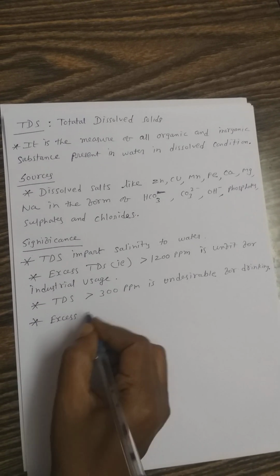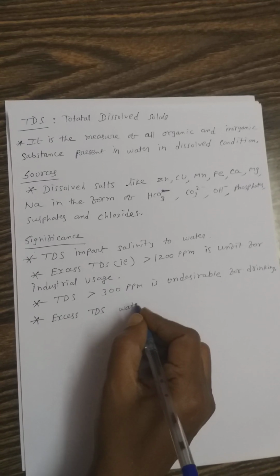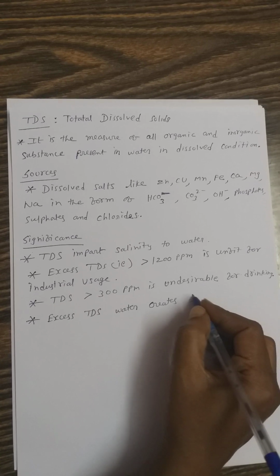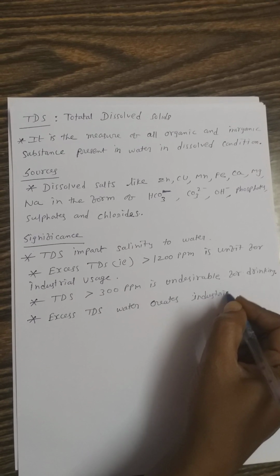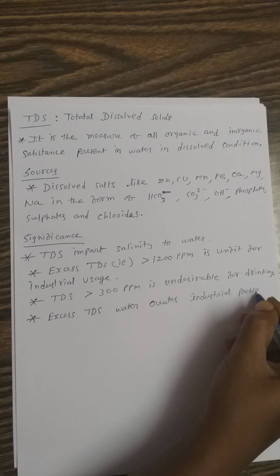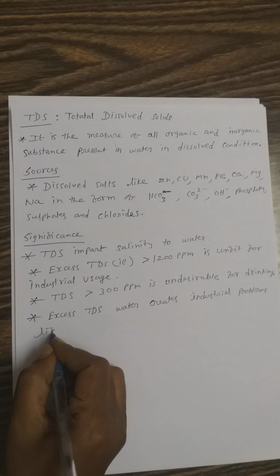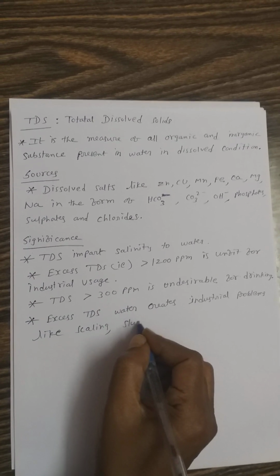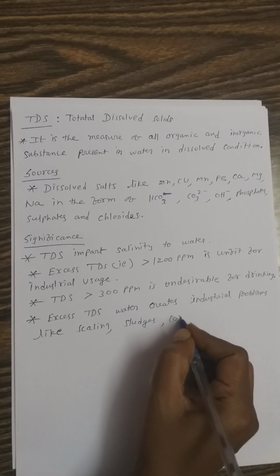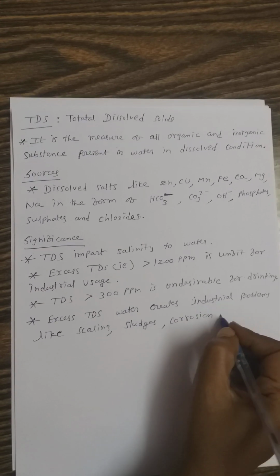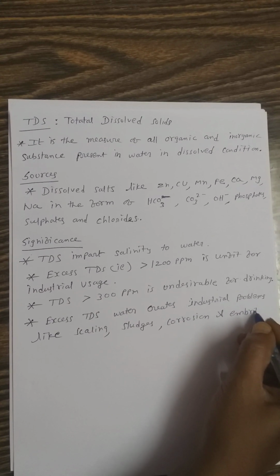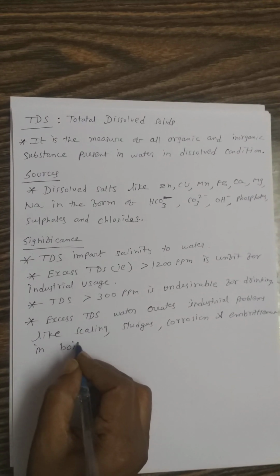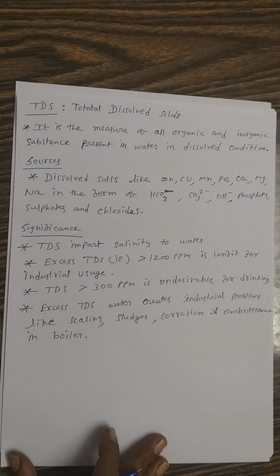Excess TDS water creates industrial problems like scaling, sludges, corrosion, and embrittlement in boilers. So, for these reasons, TDS is checked.